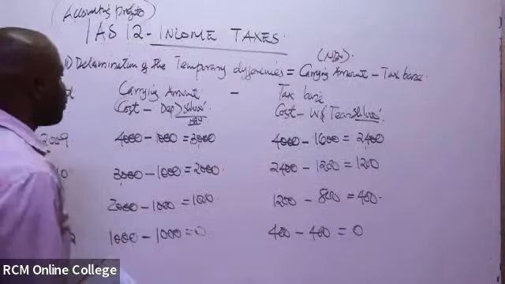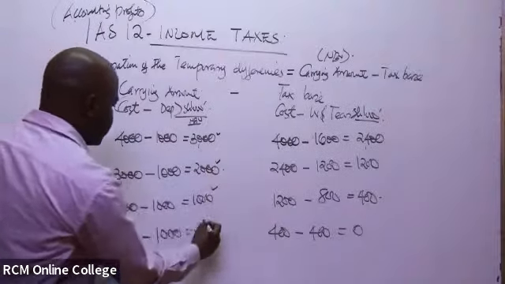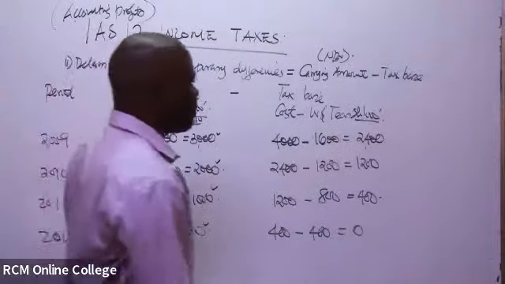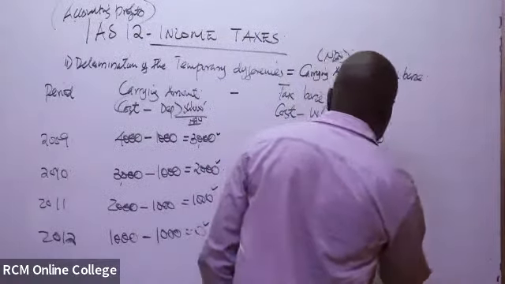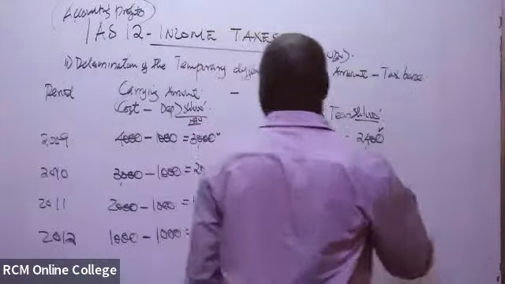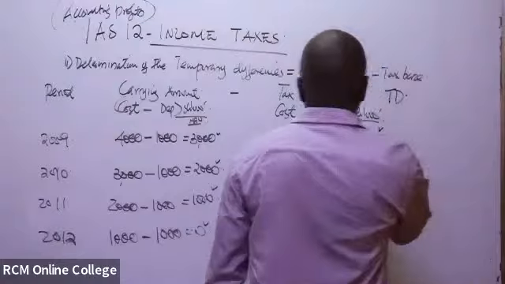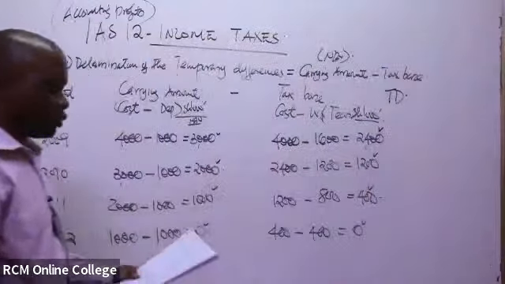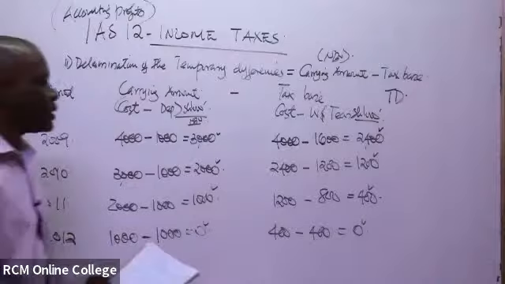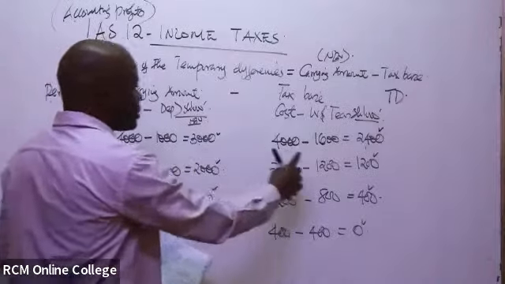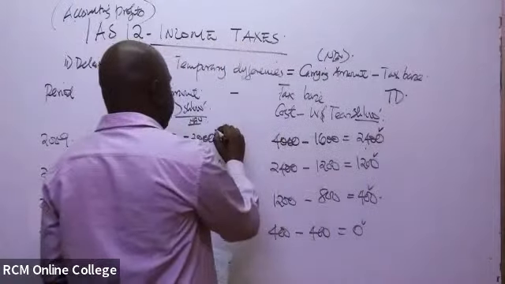So we can see we've already been able to determine what the NBVs are. We've also been able to determine the tax base. And of course, for you to get the temporary difference, you get the difference between the two. So for the first one, if you take 3 million minus 2.4 million. So remember, in this case, you are lessing these ones.